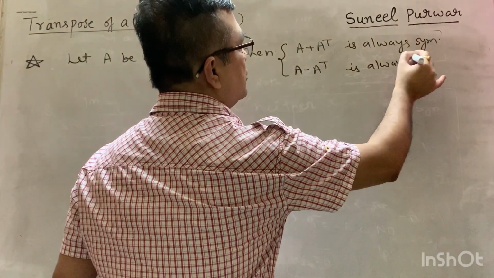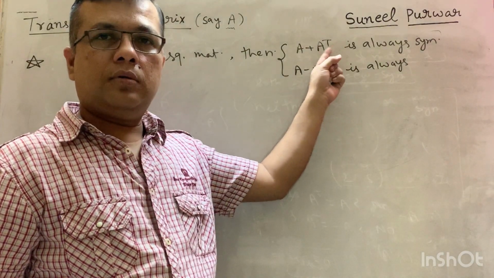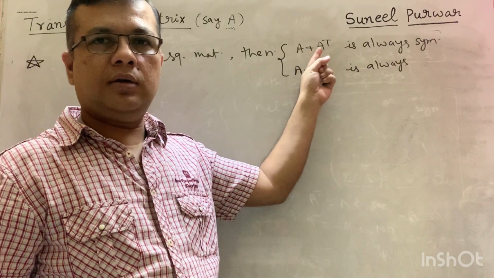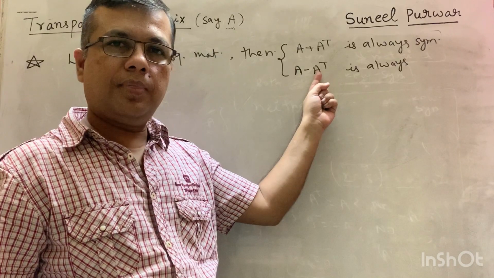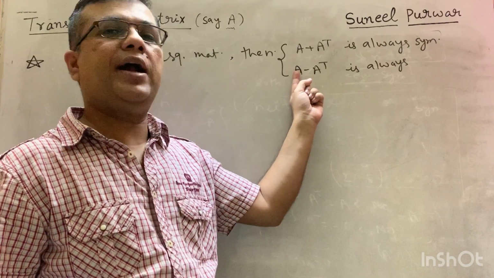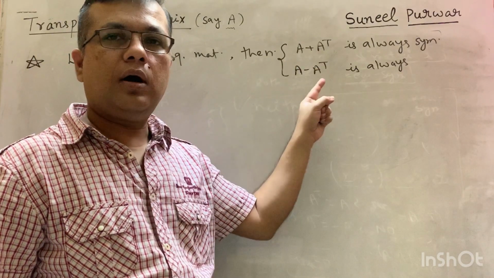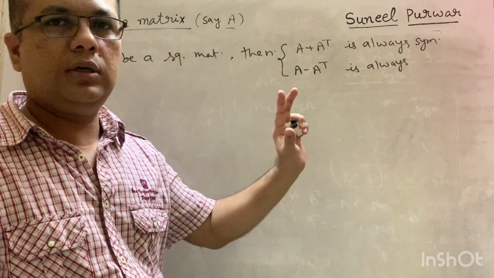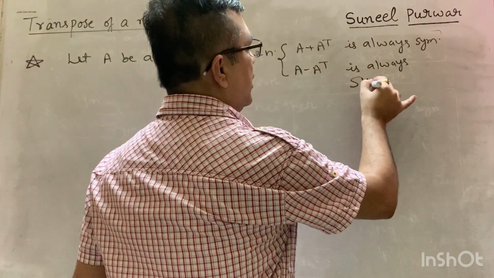समझ में आ रही है बात कि अगर हम ट्रांसपोज को ओरिजिनल मैट्रिक्स में ऐड करते हैं तो वी गेट अ सिमेट्रिक मैट्रिक्स. ऑन द अदर हैंड अगर हम ट्रांसपोज को ओरिजिनल मैट्रिक्स से सब्ट्रैक्ट करते हैं, ओके, सो द रिजल्टेंट विल बी a skew symmetric matrix. Always it will be a skew symmetric matrix.